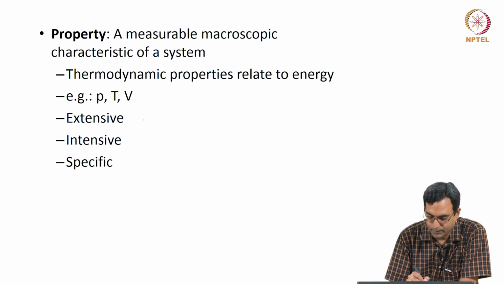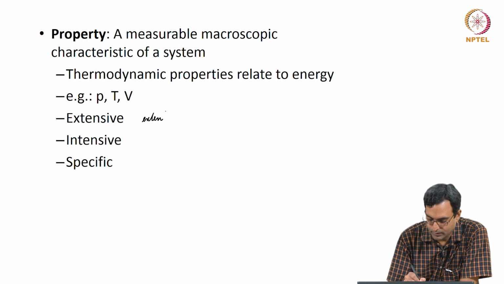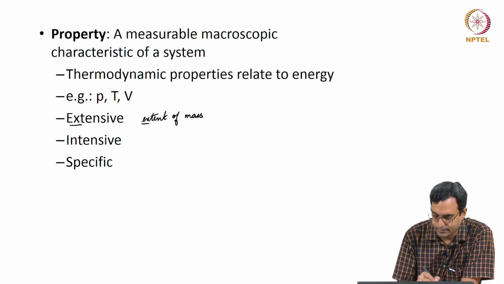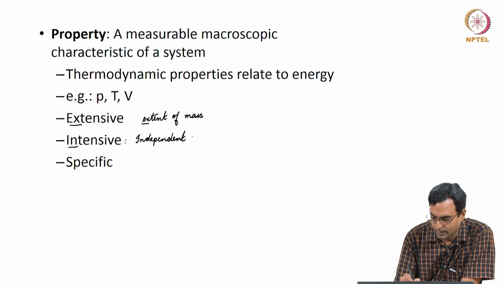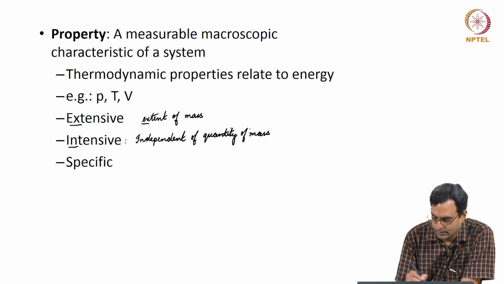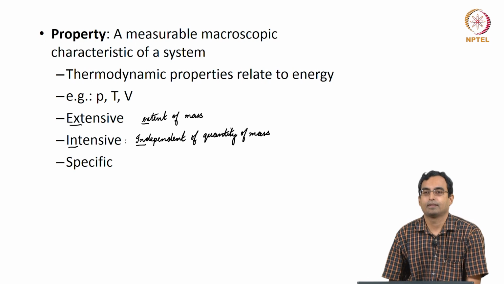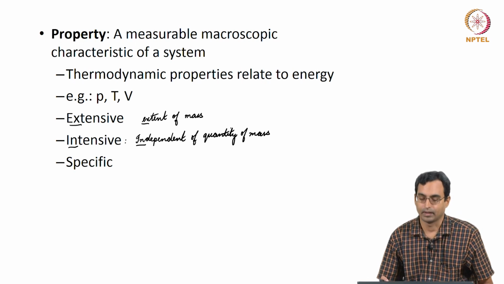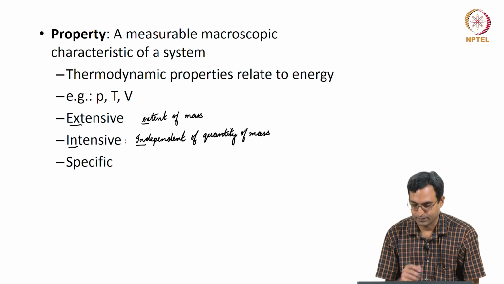Extensive properties depend on the extent of mass, or the value of the property depends on the extent of mass. Intensive properties are independent of the quantity of mass, and a specific property is an extensive property which by some means we make independent of the quantity of mass. So, let us look at an example of all of these.